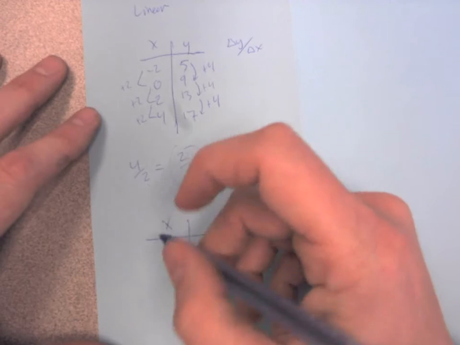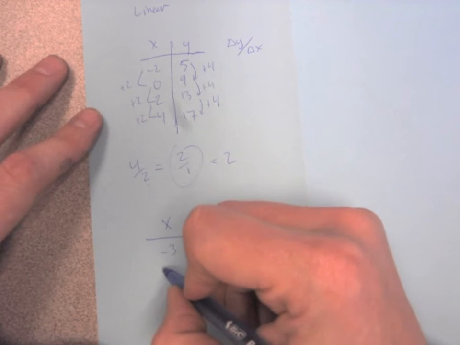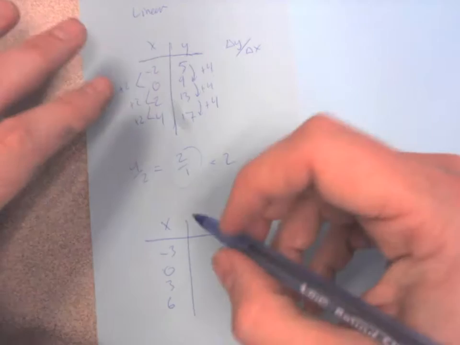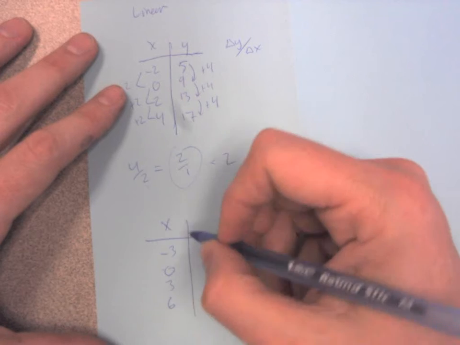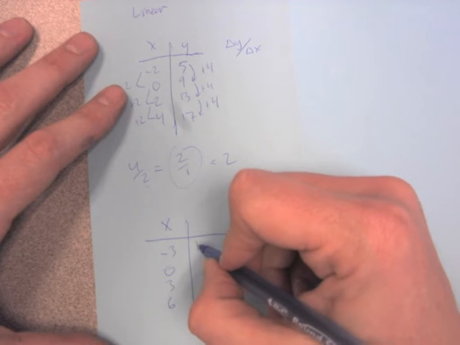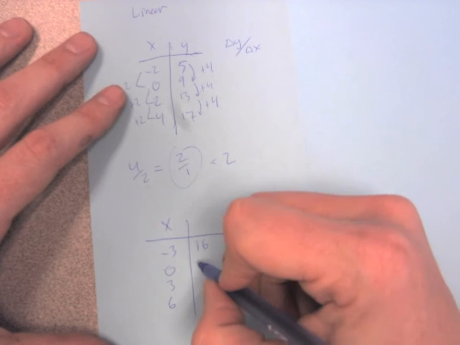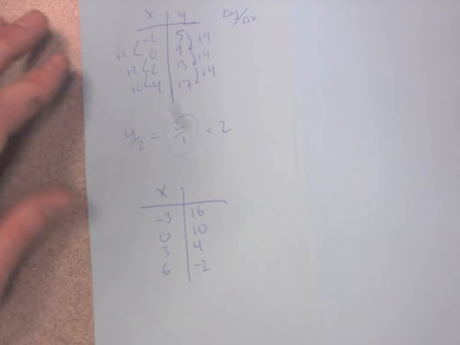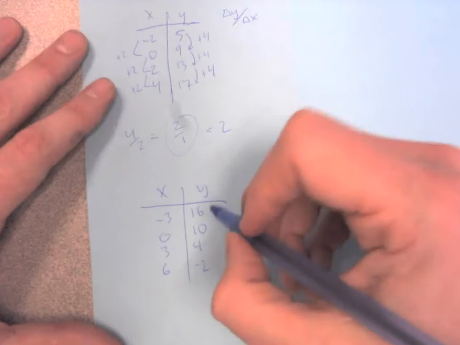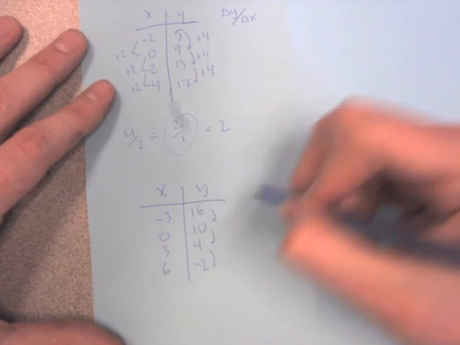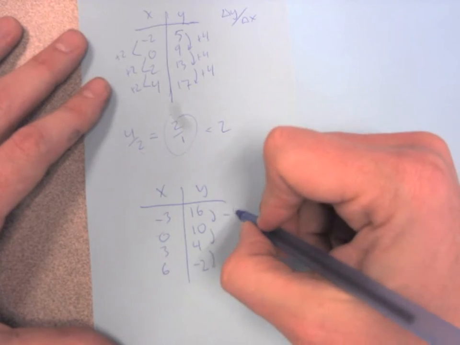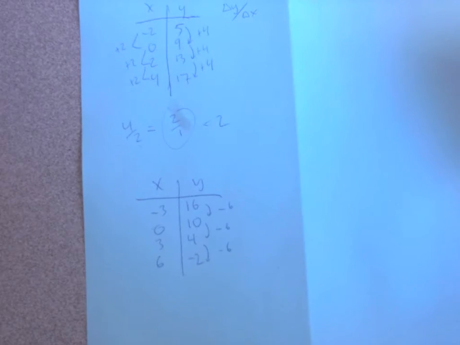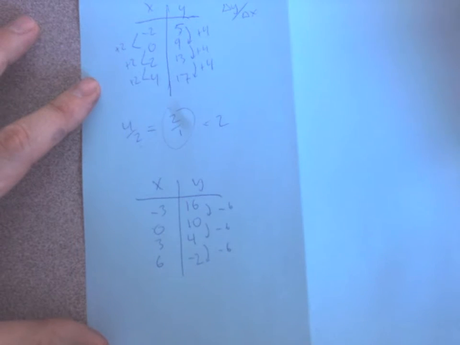Okay, let's say I had -3, 0, 3, 6. Okay, and let's say I had 16, 10, 4, -2. Okay, and we want to tell if this is linear. Well, check out what's happening. We're actually getting smaller, and that's okay. Every time we're subtracting 6, and that's still linear. It's still kind of that constant rate of change idea. So it's an adding or a subtracting pattern.